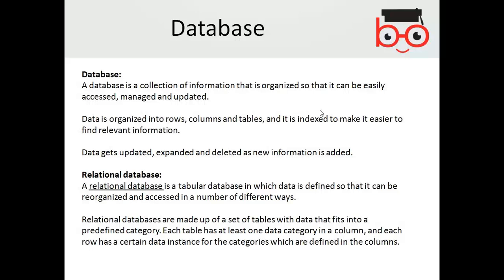Now we come to the relational database. A relational database is a tabular database in which data is defined so that it can be reorganized and accessed in a number of different ways. So we discussed what is a database. A database is a collection of information. It could be just one thing. If you say that the name of a person is data that is stored, that's why it's a database. But when the data is represented in tabular form, then it is called a relational database.